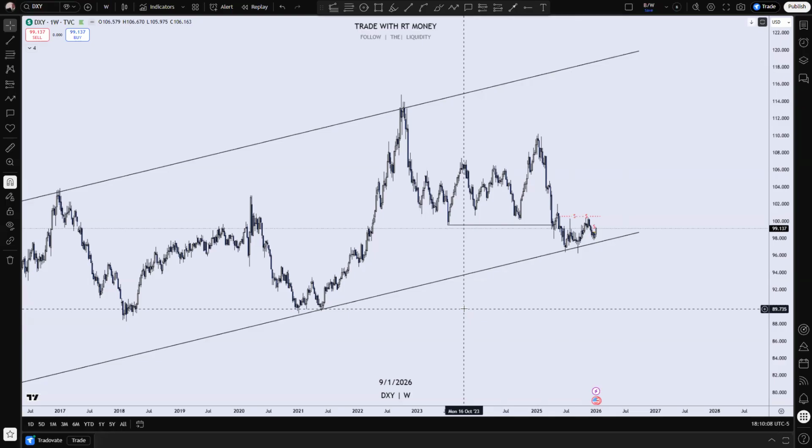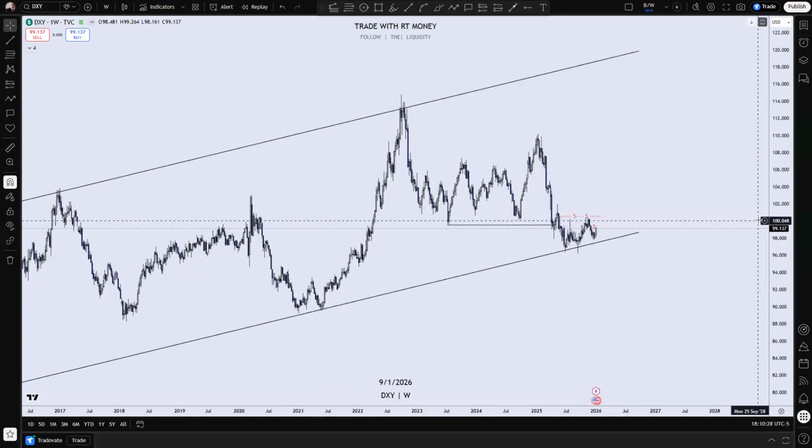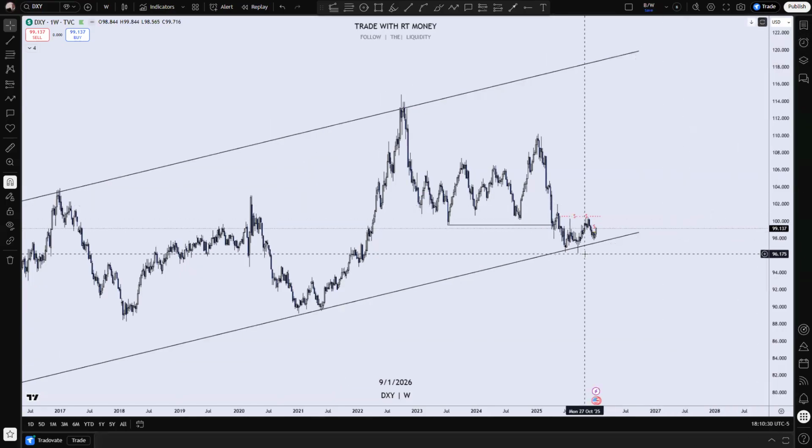We're looking at the US dollar index. And what I'm going to do is look at all of the majors: Euro USD, Pound USD, Aussie dollar USD, New Zealand dollar USD, USD CAD, USD Swiss, and the USD JPY. That's what I'm going to do. All right, and we're going to start off with the US dollar index.